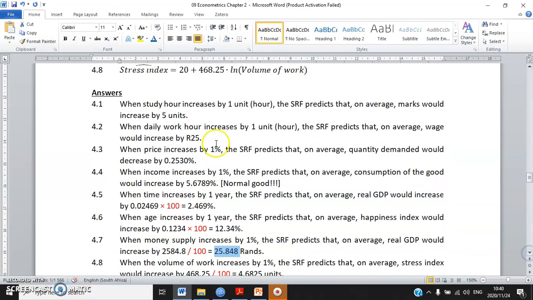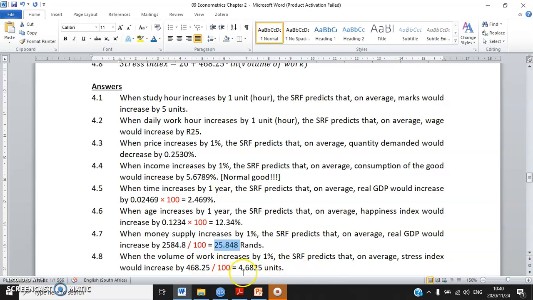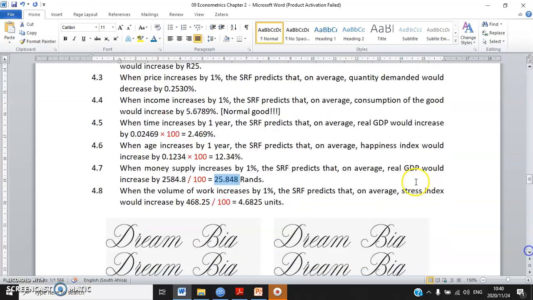Okay, last one, stress index explained by log of volume of work. So it means the slope parameter means when x volume of work increases by 1%, the sample regression function predicts that on average, the stress level or stress index would increase by, I divide the slope by 100. Increase by how much? 4.6825 units. Okay.